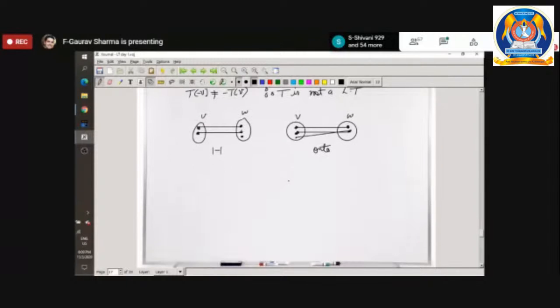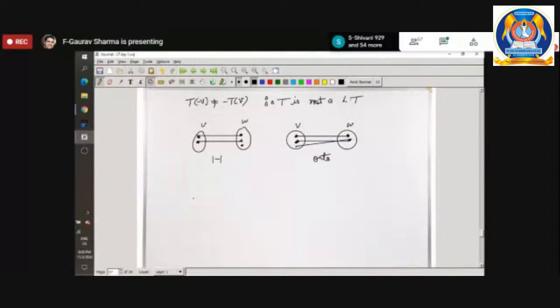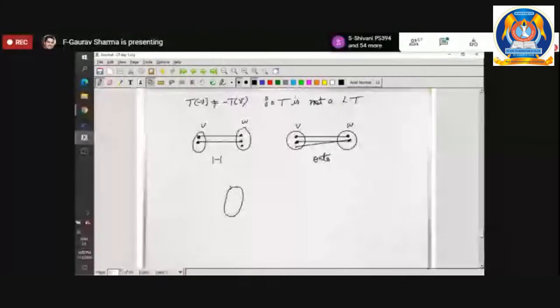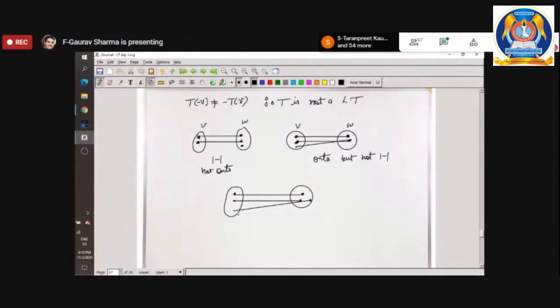सर, also write in one-one के नीचे साथ में एंड लिख दे not onto. One-one and not onto, ऊपर not onto और सेकंड में onto but not one-one. And let us take another example, which is one-one as well as onto. So this is one-one as well as onto.